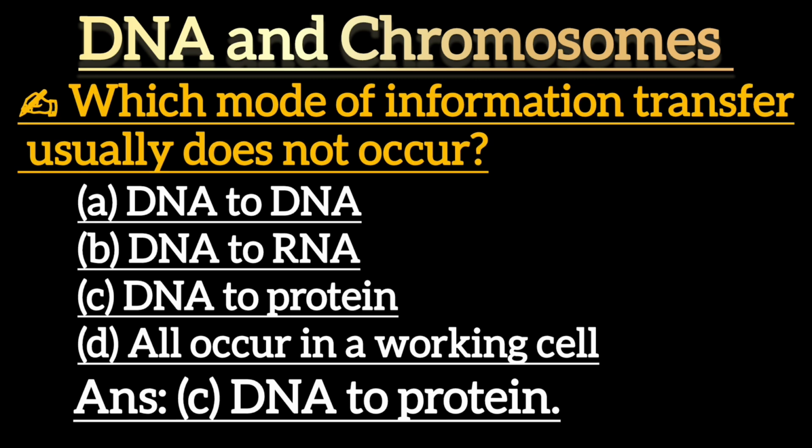Next one is which mode of information transfer usually does not occur? Option A, DNA to DNA. Option B, DNA to RNA. Option C, DNA to protein. Option D, all occur in a working cell. Correct answer is option C, DNA to protein.